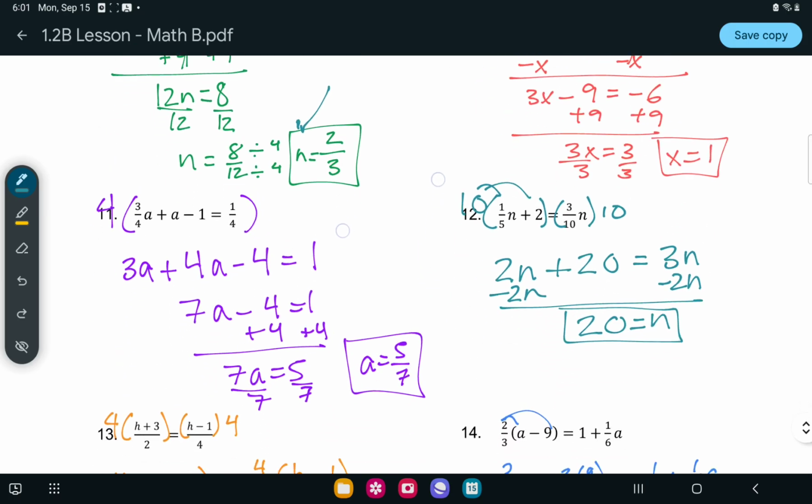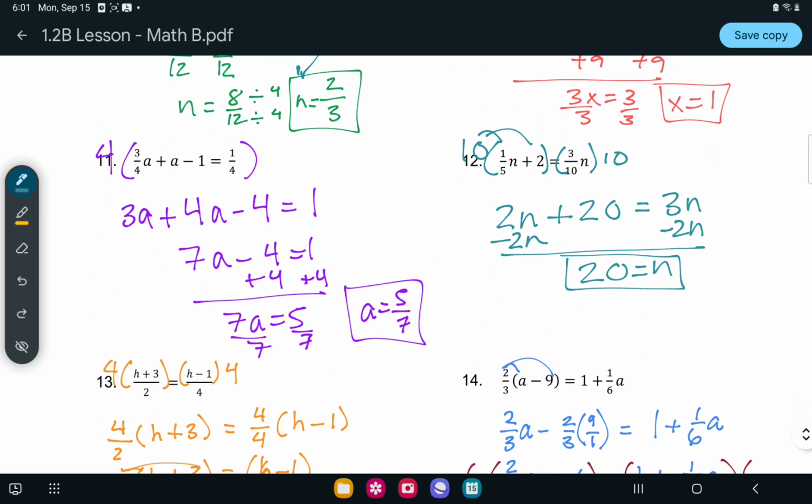The next one here, I just wanted to clear the fraction right away. So I multiplied everything by 4. 3/4 of 4, I could do 4 times 3, which is 12, and then divide by 4. That's 3a. Then 4 times a is 4a. A lot of people might have forgotten that part. And then 4 times negative 1, which is negative 4. So check that your first step is correct. Then we got 7a minus 4 equals 1. I added 4 to both sides. 7a equals 5, and then I divided by 7. You can keep your answer as a fraction. Your answer is a equals 5/7.